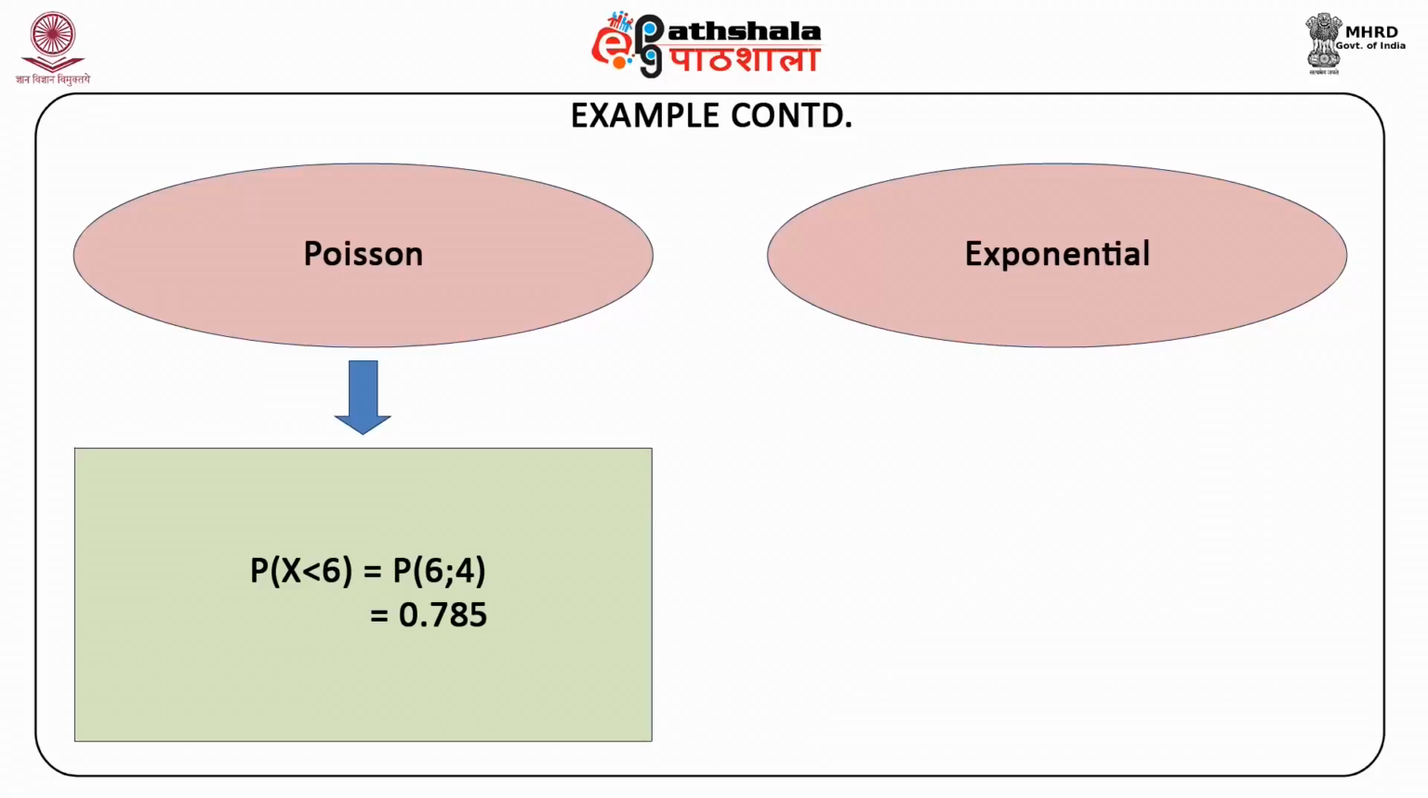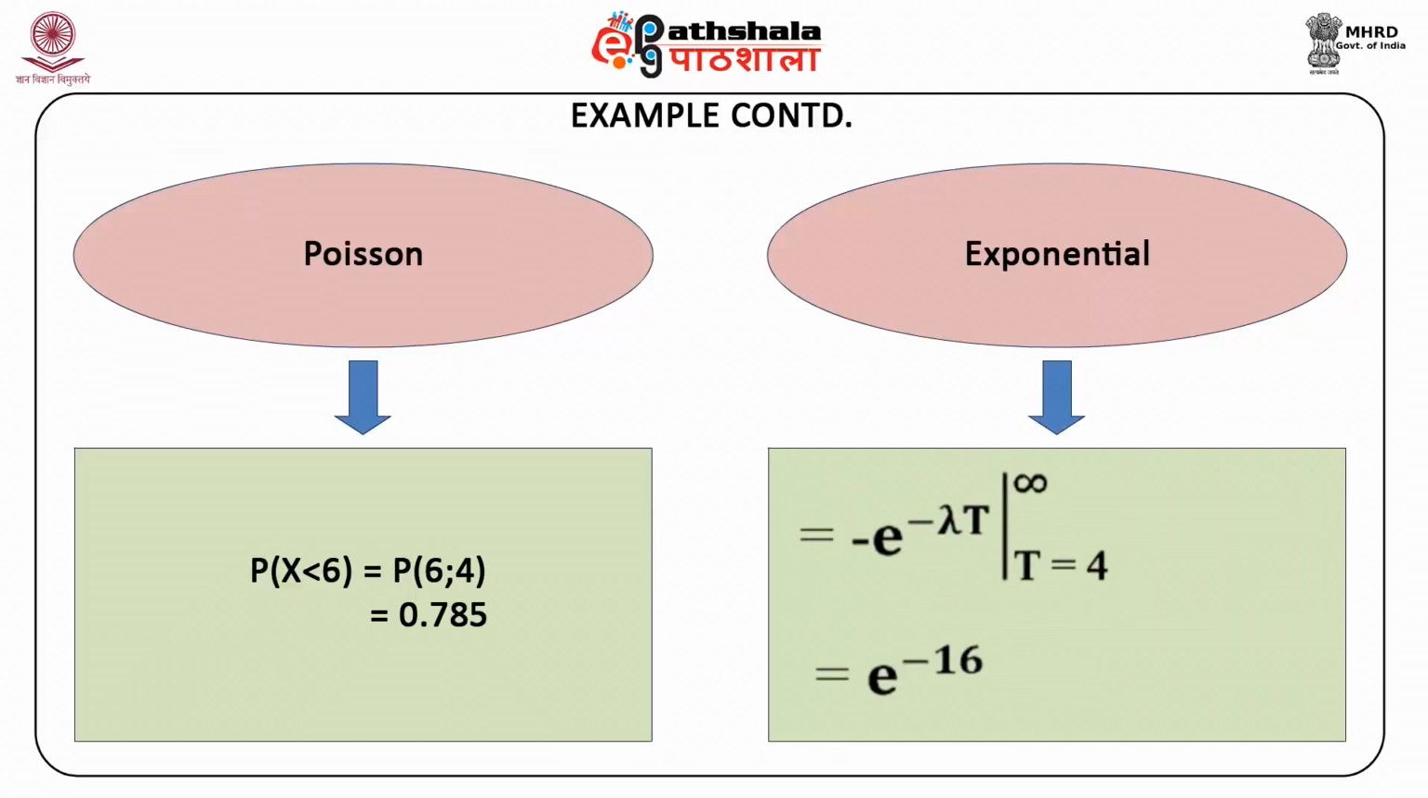Thus, Poisson p of x less than 6 is equal to p of 6, 4, which is equal to 0.785. Exponential p of time between occurrences of accidents greater than 4 is equal to integral from 4 to infinity of lambda e to the power minus lambda t dt, which is equal to e to the power minus lambda t, t varying from 4 to infinity, which is further equal to e to the power minus 16.